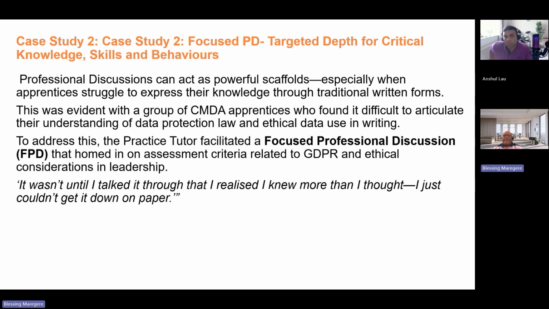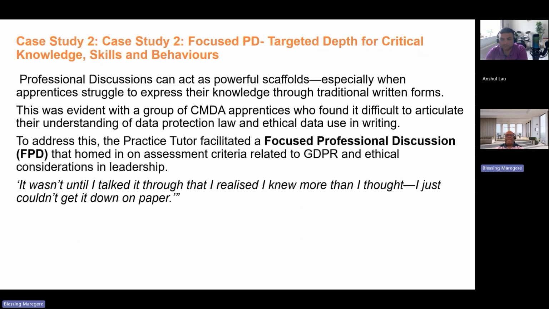This was evident with one of our CMDA chartered manager apprentices who found it a challenge to articulate their understanding about data protection law and ethical data use in writing. To address this, the practice tutor facilitated a focused professional discussion on specific assessment criteria. In this example, it was around GDPR and ethical considerations in leadership. Their feedback was, "It wasn't until I talked it through that I realized I knew more than I thought. I just couldn't get it down on paper."